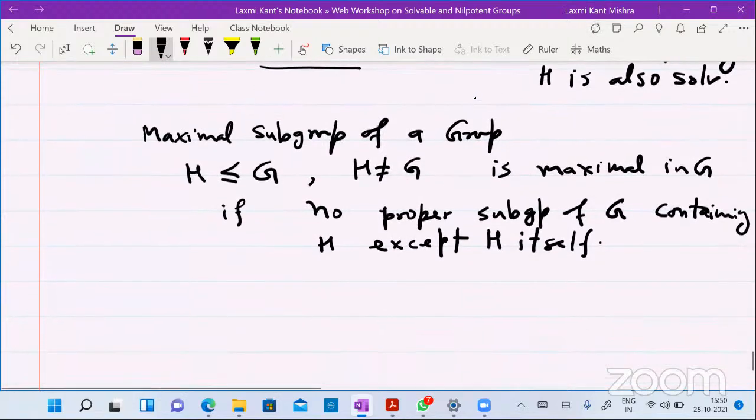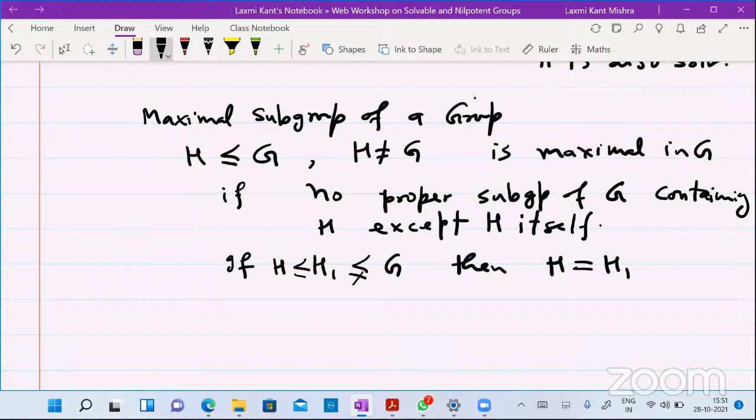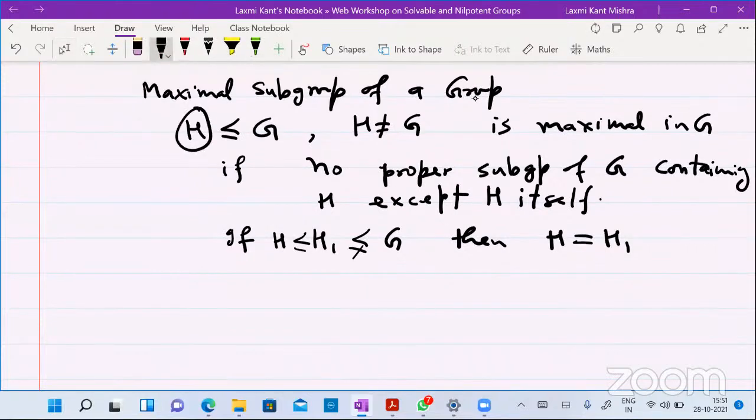Okay, that means if there is another subgroup in between H and G, then it must be equal to H. So if there is another subgroup H1 of G, which is proper, and it is containing H, then it must be equal to H. Okay, so this H is a maximal subgroup, and you know very well that maximal subgroups may or may not exist in a group.